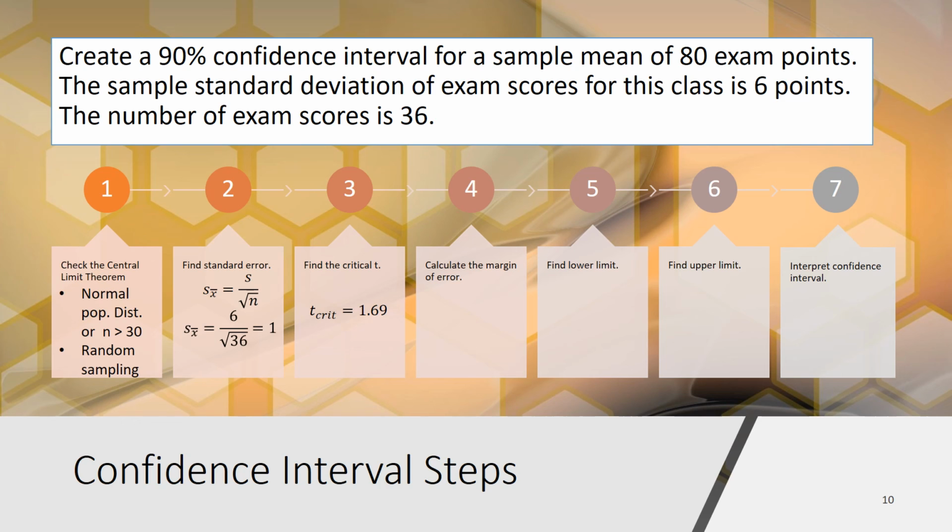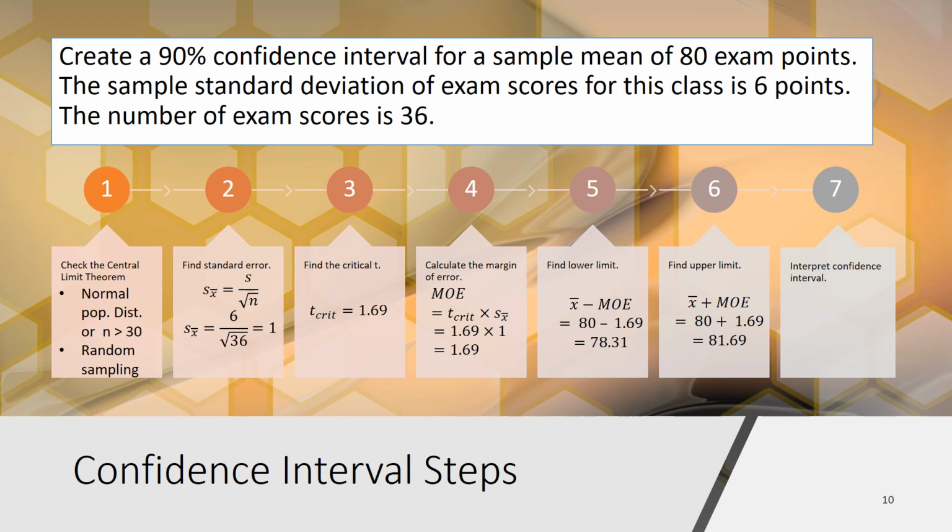And now you want to find the margin of error, so it's just the critical T times the standard error. And so that's going to be 1.69 times 1, and that just equals 1.69. And we're going to find the lower limit, so the sample mean minus the margin of error. So 80 minus 1.69 is 78.31. And then find the upper limit. So that's going to be the sample mean plus the margin of error, which is going to be 80 plus 1.69, which is 81.69.